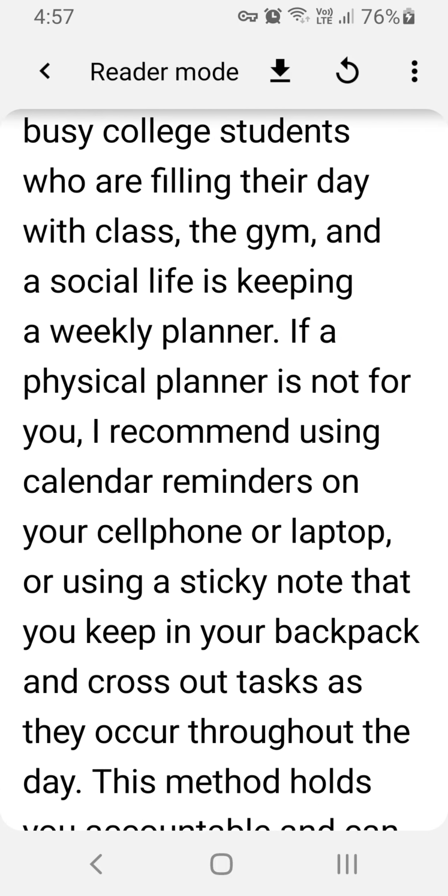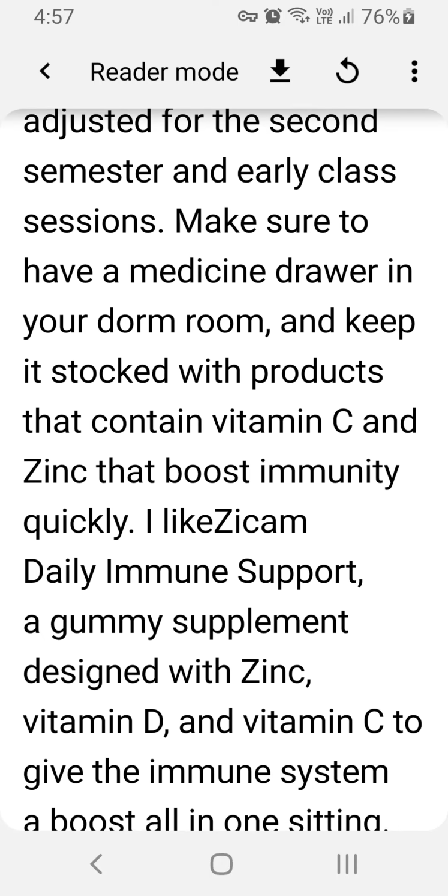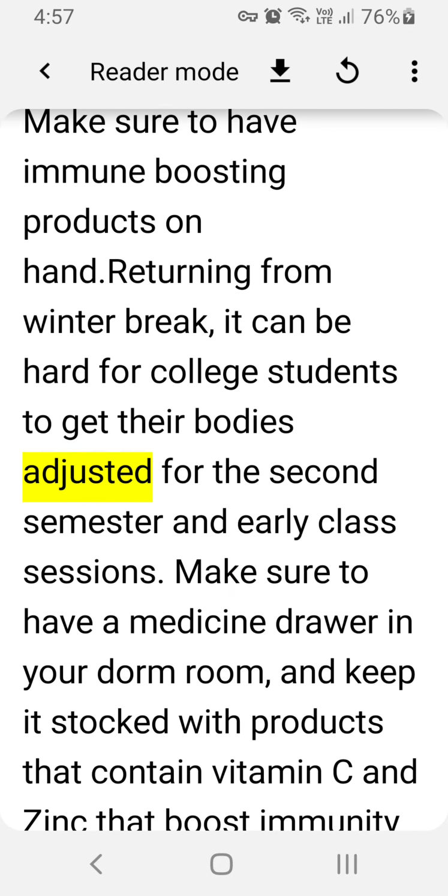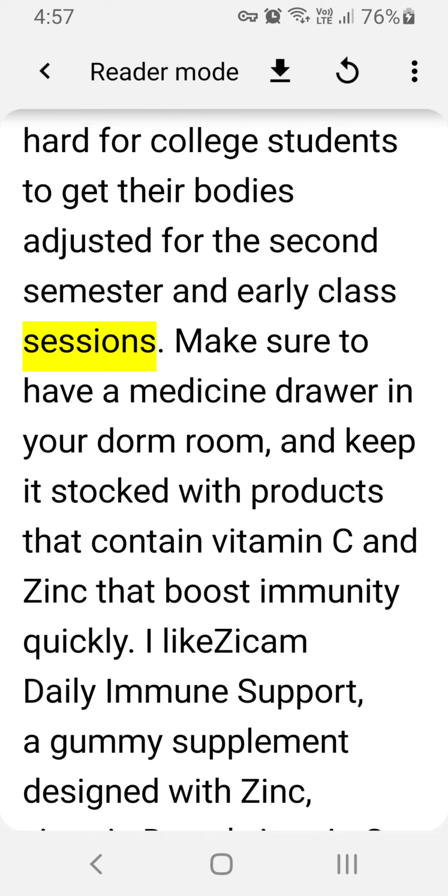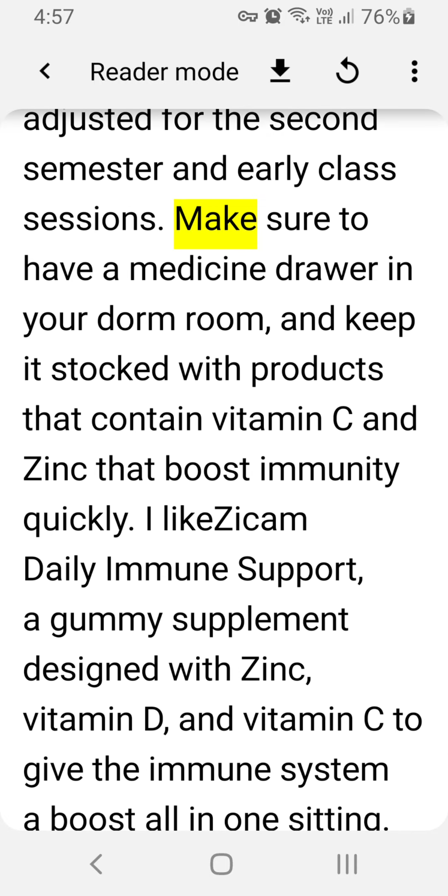Make sure to have immune-boosting products on hand. Returning from winter break, it can be hard for college students to get their bodies adjusted for the second semester and early class sessions. Make sure to have a medicine drawer in your dorm room and keep it stocked with products that contain vitamin C and zinc that boost immunity quickly.